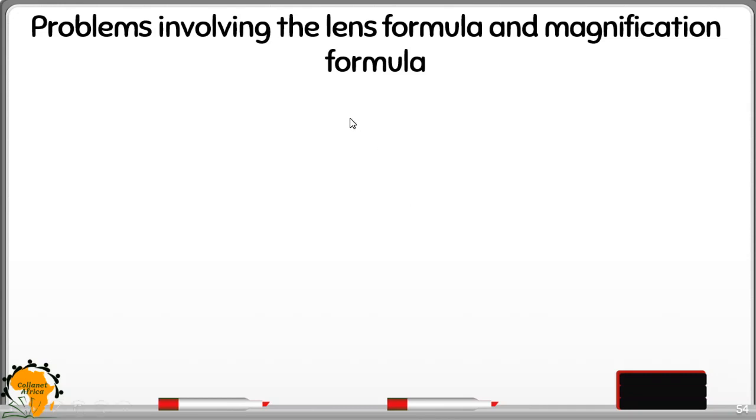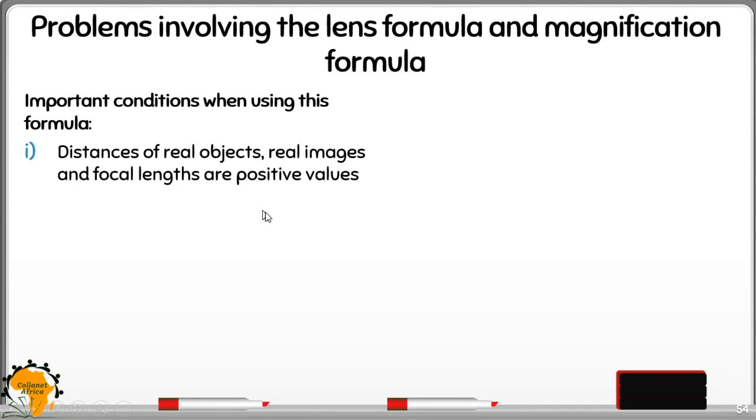Welcome to today's lesson. We are going to look at problems involving the lens formula and magnification formula. Before we go to tackling the problems, we need to look at these important points.